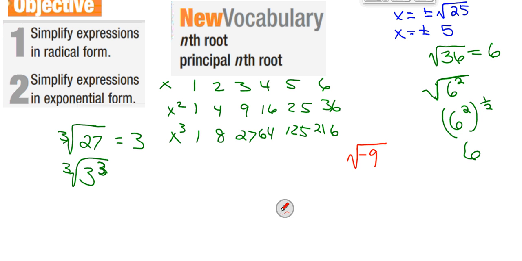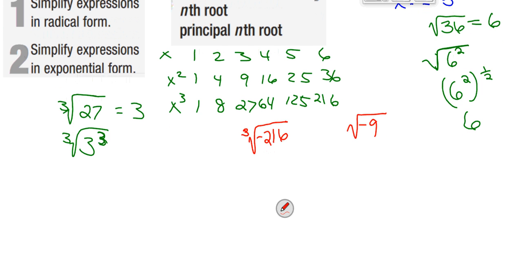How about this? The cube root of -216. Give me a head nod. Is there a real solution to that? There is a real solution to that.